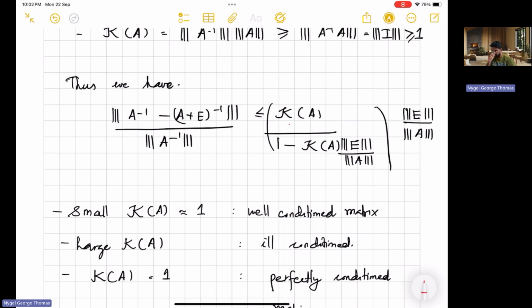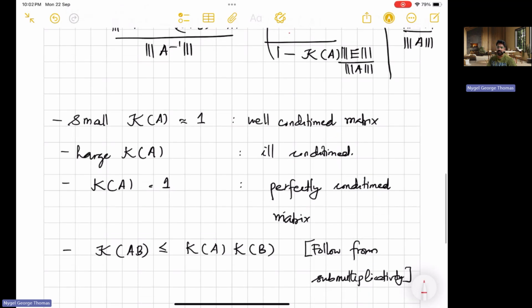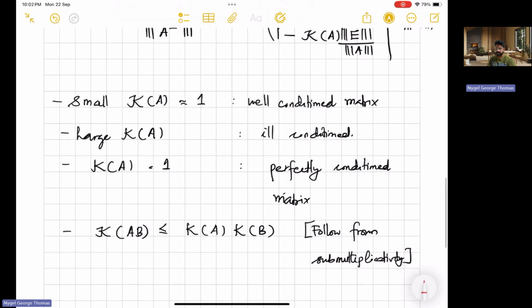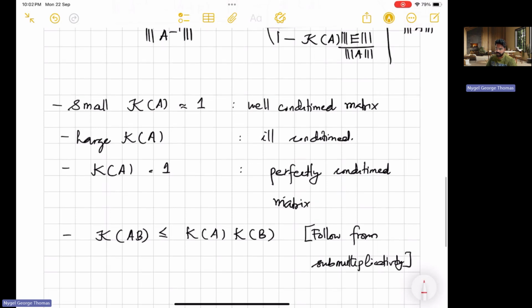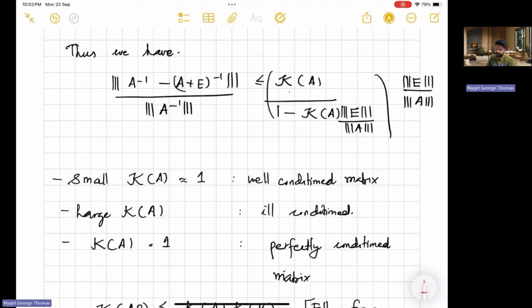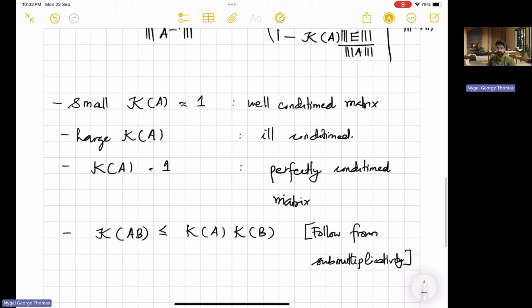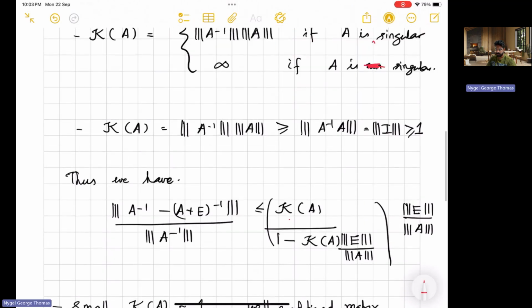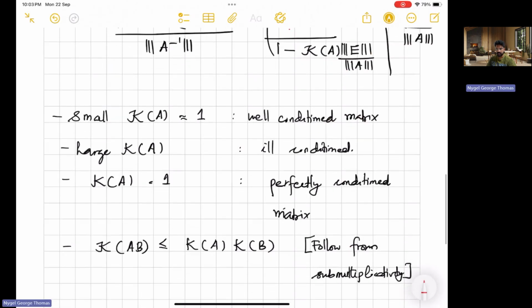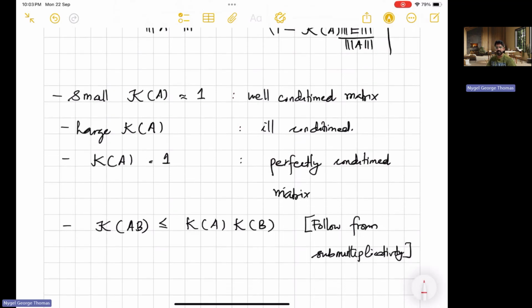So matrices which have a large condition number are ill-conditioned matrices, which are not very desirable in some cases. And if the condition number is equal to 1, the error will be less than or equal to 1 by 1 minus norm of E by norm of A. So that is the perfectly conditioned matrix which we can have, condition number 1. An example of a matrix with condition number 1 is, if you have an operator norm, then the identity matrix I.